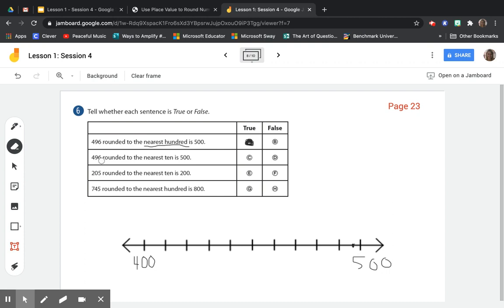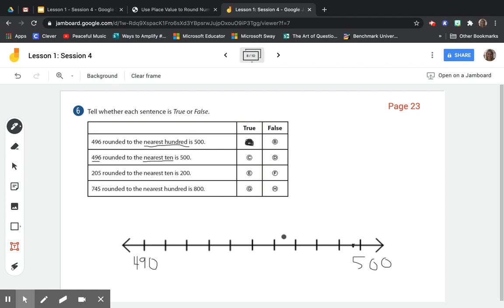It says 496. Now don't get confused because it's asking us the same number rounded to the nearest 10 is 500. Well, I'm just going to change this. I had 400 and 500, but now I'm going to change it to 10. So I'm going to do 490 and 500 so I can use the same number line.